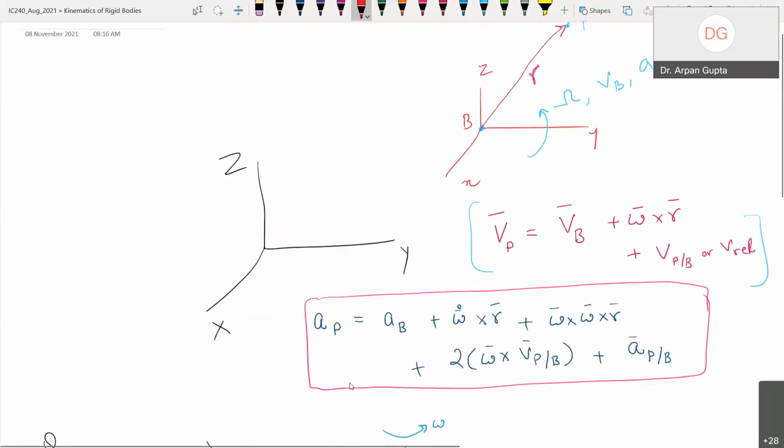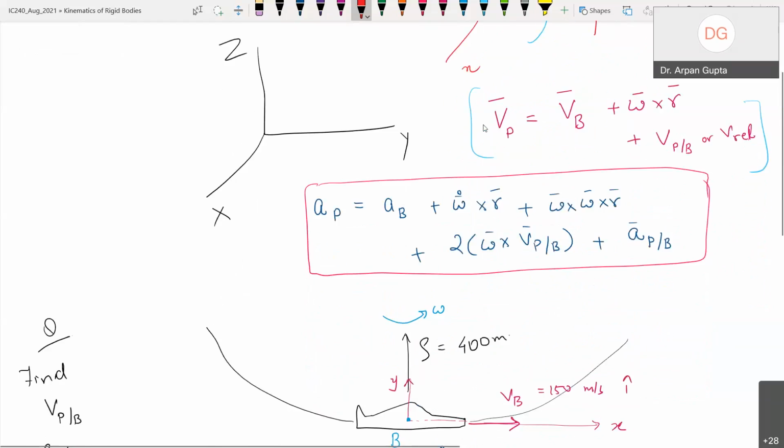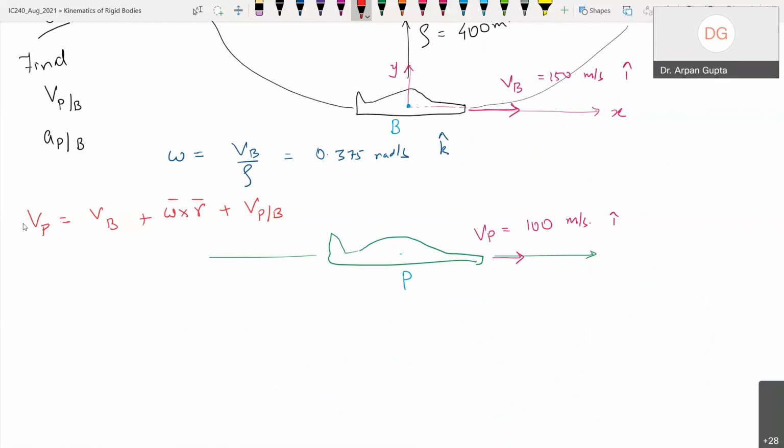So this is what we have seen just now, this equation. Velocity of point P from fixed or from the ground is equal to velocity of the observing frame plus the omega of the rotating frame cross the position vector r of the point from the rotating frame plus the relative velocity of point P as observed from point B. So same idea goes here. So this is the equation that we have written.